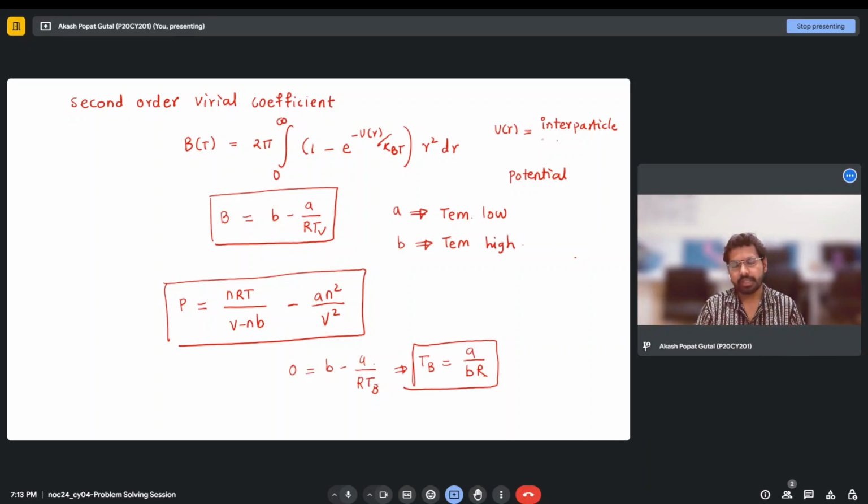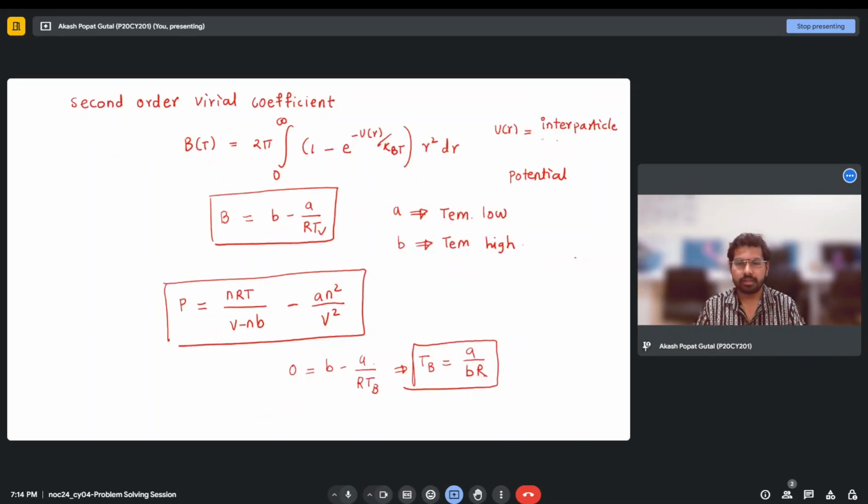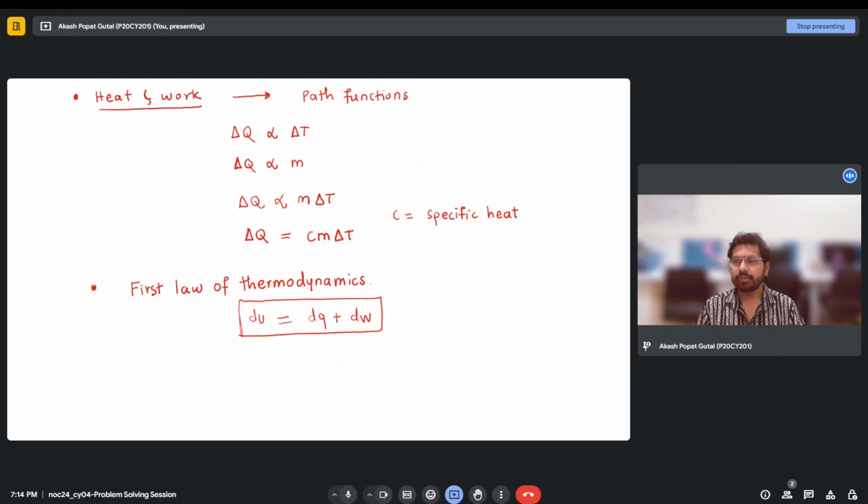Similarly, we have seen the real gas equation. In the real gas equation, we have defined the Boyle temperature TB, which is given as A by BR. Then we have seen heat and work as path functions. We defined them as path functions, which depend upon the path.